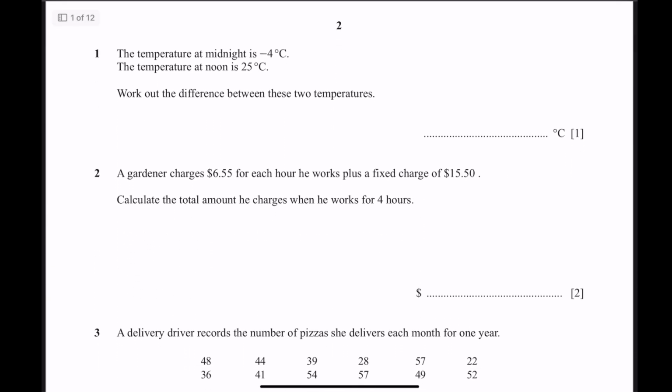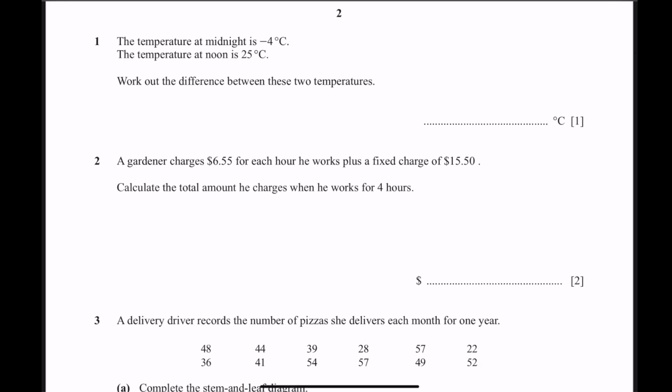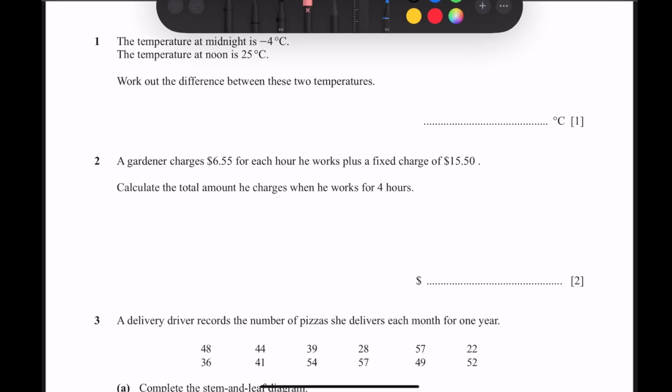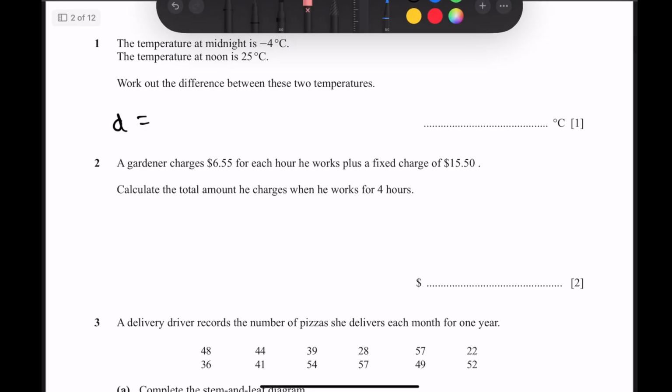Question 1. The temperature at midnight is negative 4 degrees and the temperature at noon is 25 degrees. Work out the difference between these two temperatures. So for difference, that's equal to the subtraction of two numbers. So in this case, you're subtracting 25 minus 4.